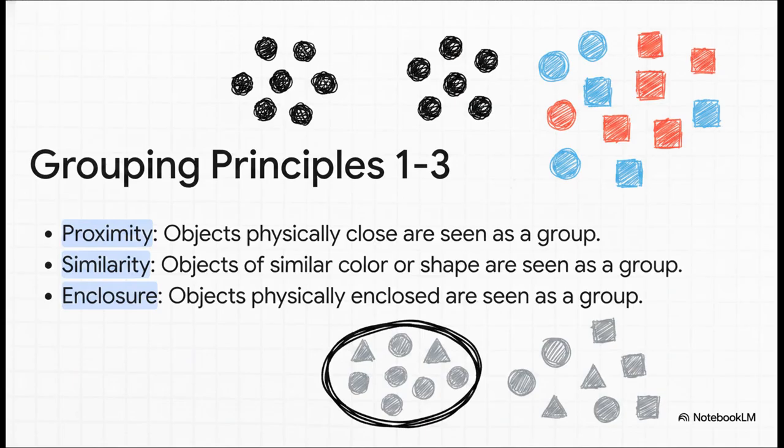First up, proximity. We automatically see things that are close to each other as belonging together. Simple. Next, similarity. Our eyes instantly connect things that share the same color, shape, or size. And finally, enclosure. If you draw a box around a bunch of stuff, we just assume it's a group. This all happens in a split second. You don't even have to think about it.